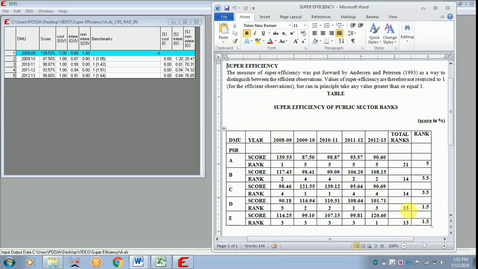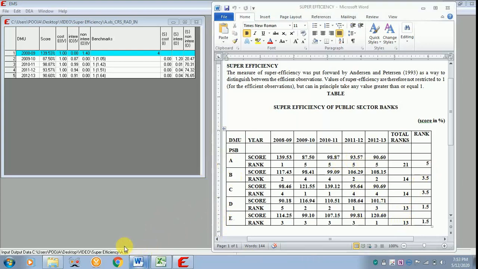So here D and E are scoring the same rank, that is tied rank. So it is 1.5, 1.5, and in the case of B and C again it is tied, so the rank is 3.5, 3.5. So in this case, A is less efficient when compared to D and E. So how to write the interpretation for this?